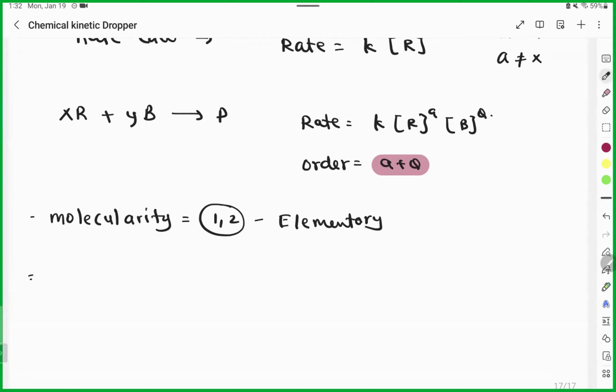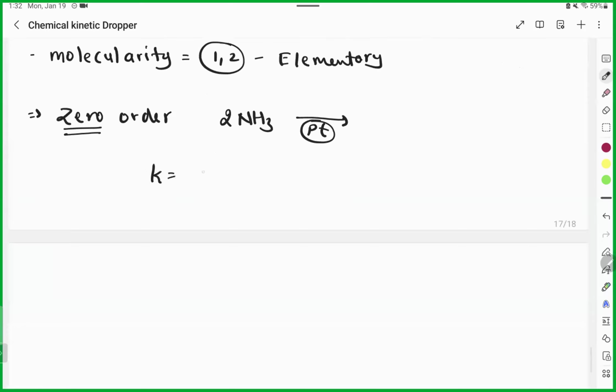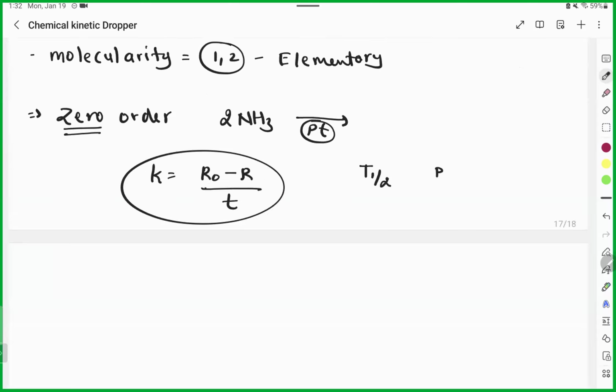Okay. If you see the zero order reaction, for example how ammonia reacts in presence of platinum. So platinum plays an important role in this case, and temperature. If you calculate the K value, it will be R naught minus R divided by time. Based on this, you can calculate half life time. Half life time is the time where your final value becomes half of the initial value. In this situation, if you calculate here, what will be the half life time? Instead of R, you will have R naught by 2, 1 minus half.